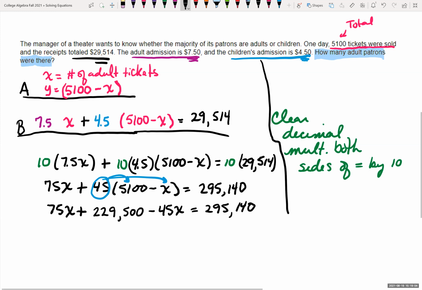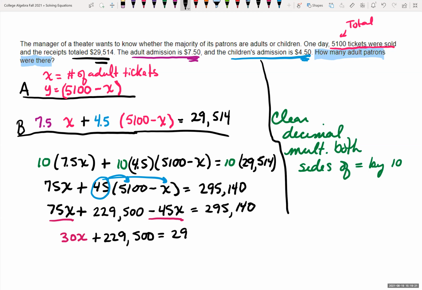Combine like terms. We have two like terms on this left-hand side: 75X minus 45X, which gives me 30X, plus 229,500 equals 295,140. I noticed that now that it's simplified on each side, it would be easiest if I keep 30X on the left-hand side. So I want to get rid of that 229,500, and I can do that by subtracting this number on both sides of my equation.